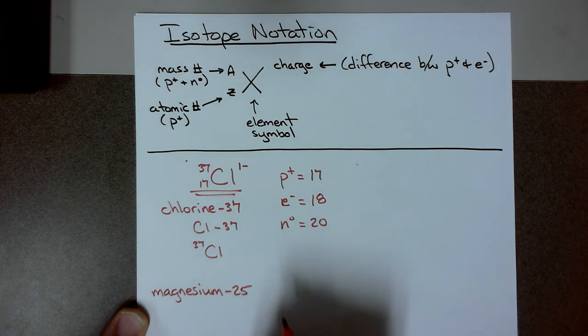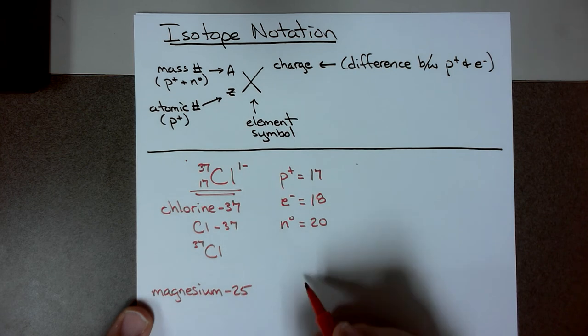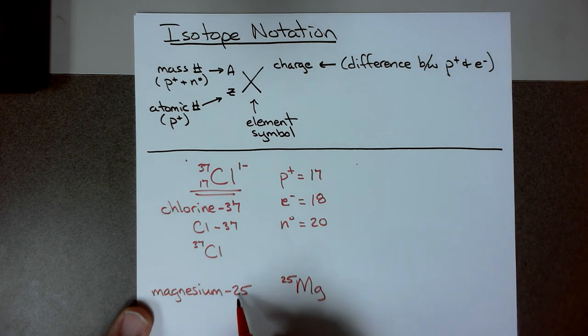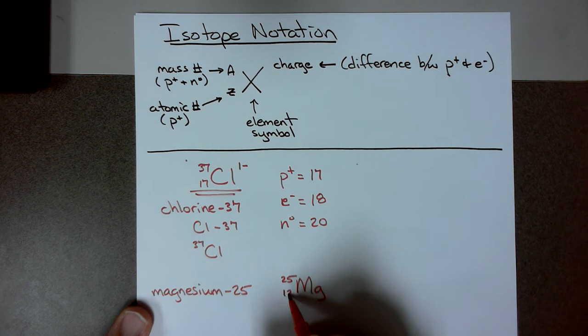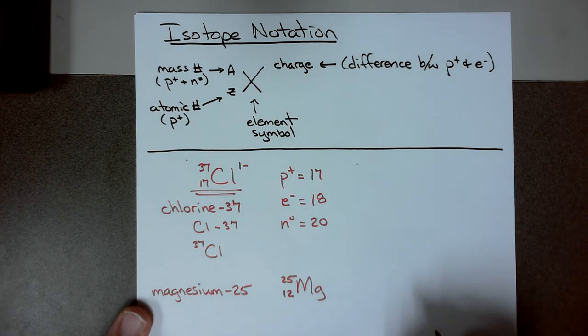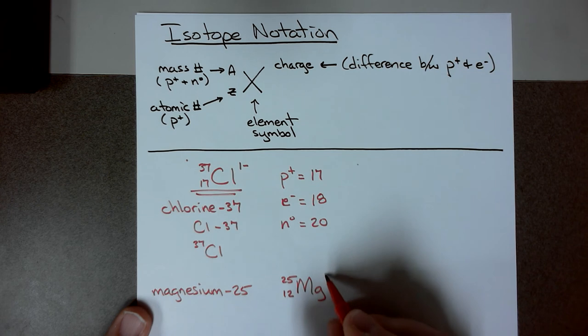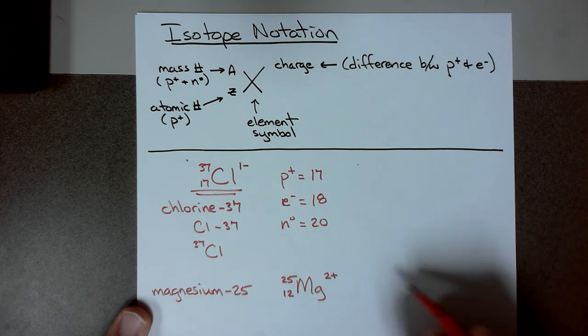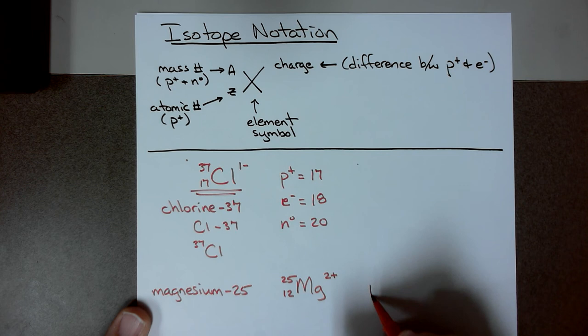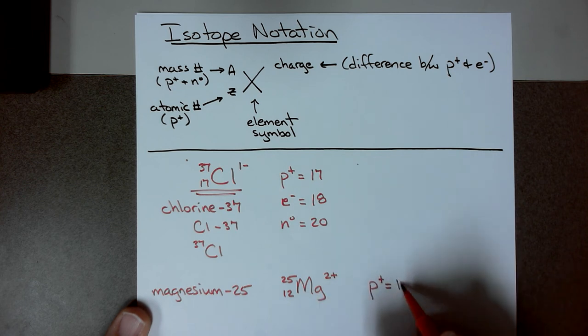So let's say I have isotope magnesium 25. And the way we would write that is that we'd have magnesium 25 here, because remember that's the mass number. Mass number goes on top, and magnesium is number 12 on the periodic table. And in this case we're going to say that this isotope 25 has a 2 plus charge.